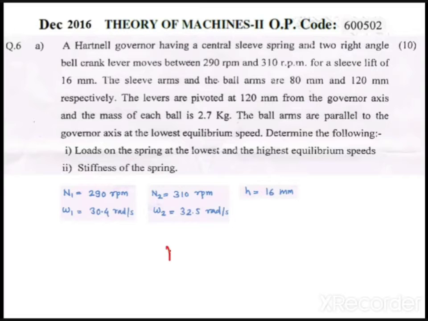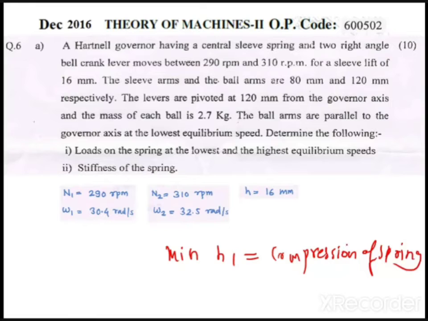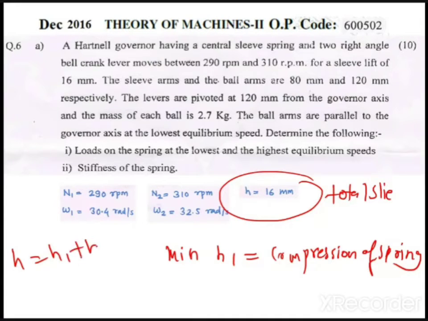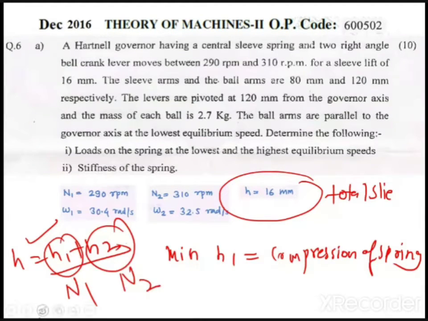Now we know that for the minimum position, the sleeve lift was H1, and this H1 was equal to the compression of the spring. If you have not understood the analysis, at least remember this. When they say a sleeve lift of 60 mm, it means H is equal to 60 mm, that is the total sleeve lift. You know that H is equal to H1 plus H2, right? What is H1? Sleeve lift at minimum position. What is H2? Sleeve lift at maximum position.